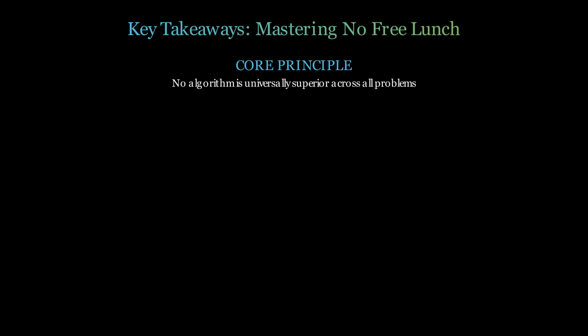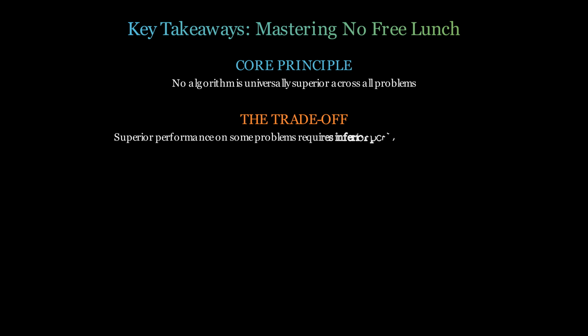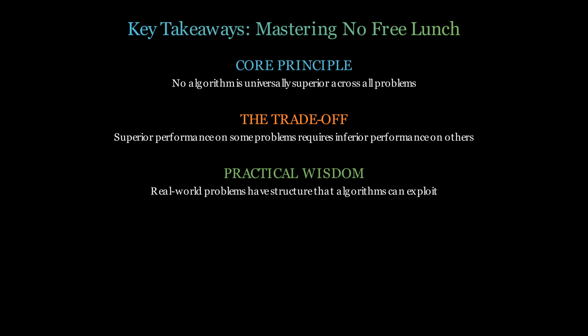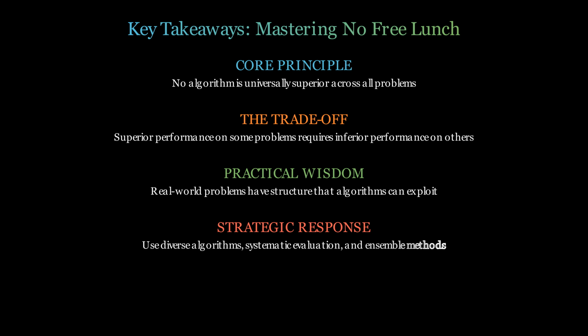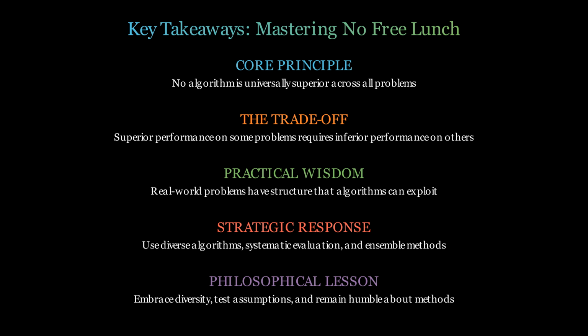Let's summarize the key takeaways from the no free lunch theorem. The core principle is that no algorithm is universally superior across all problems. The fundamental trade-off means that superior performance somewhere requires inferior performance elsewhere. The practical wisdom is that real-world problems have structure that algorithms can exploit. The strategic response involves using diverse algorithms, systematic evaluation, and ensemble methods. The philosophical lesson teaches us to embrace diversity, test assumptions, and remain humble about our methods.